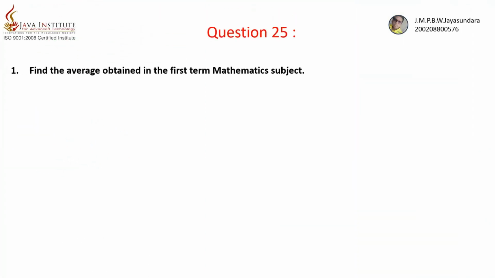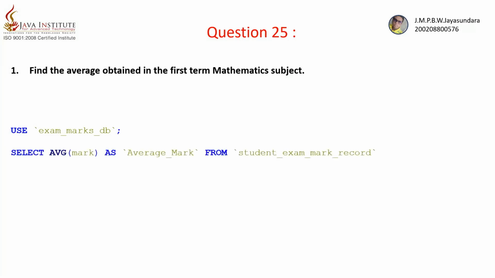Here we have our first question and it says find the average obtained in the first term mathematics subject. First we have to define the database in order to get the relevant result. After that we can use a select query in order to get the output. In here we have said select average from marks as average marks from student exam mark record table.